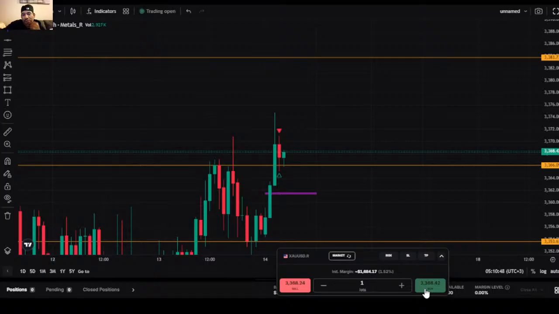I'm also trying to account for spread too, because the spread isn't too bad, but it's like a 1.5 pip spread here. Yeah, it broke the high then. Yeah, I'm in, gang. All right.